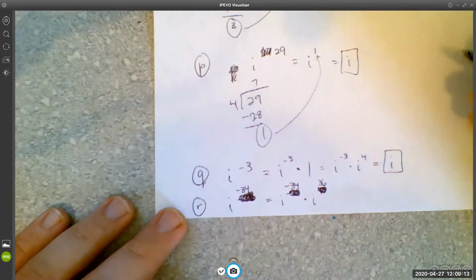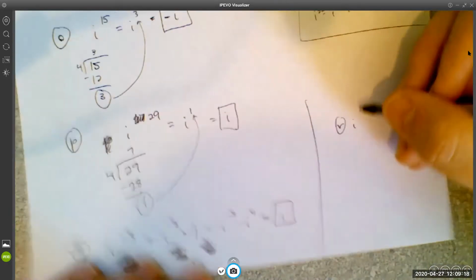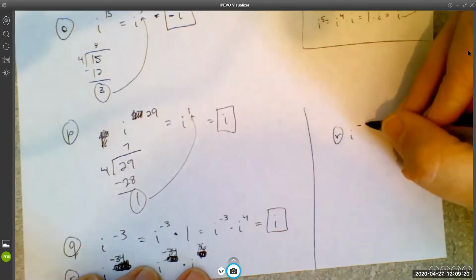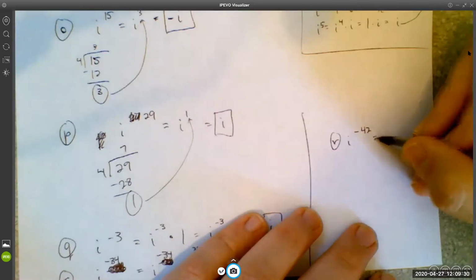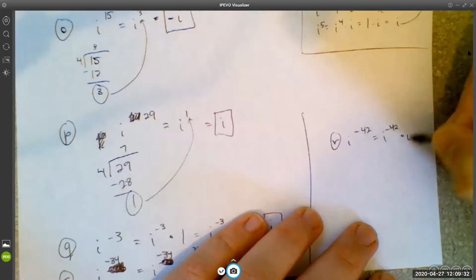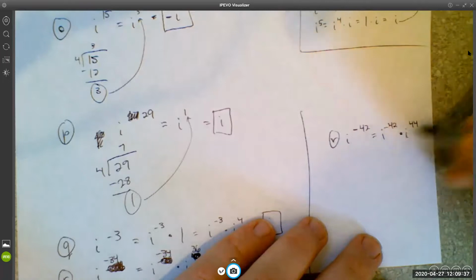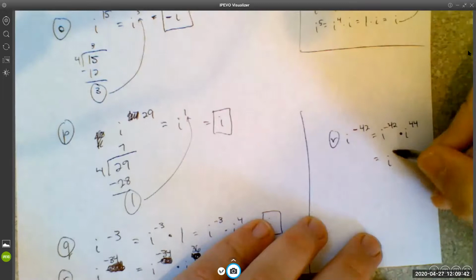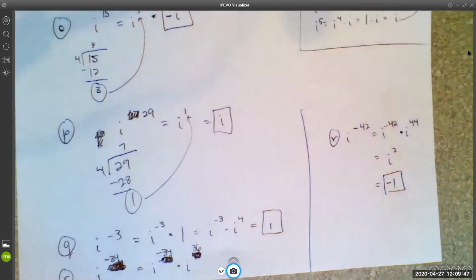Oh, I've butchered this. Let me start again. Let me use a different example. So we'll do i to the negative 42. Why not? Okay, i to the negative 42. So I'm going to multiply this by i to the 44th, because that's a multiple of 4. And when I multiply these out, I'm going to end up with a positive exponent, an exponent of 2. So i to the negative 42 should be the same thing as negative 1.